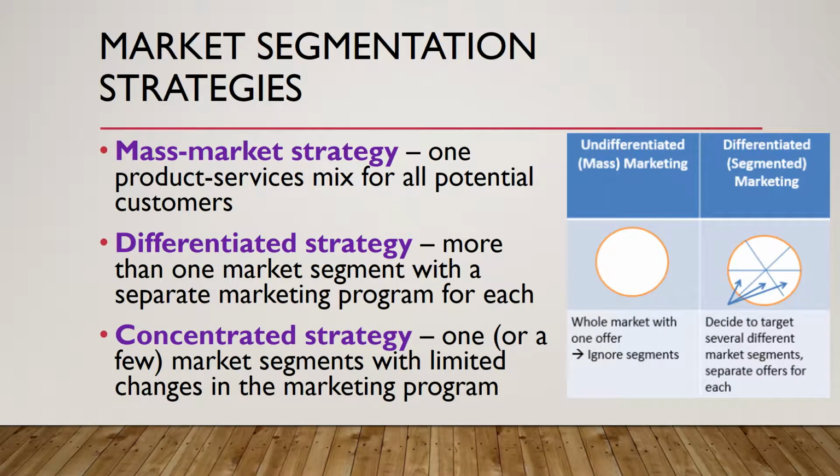So how do marketers go about segmenting different groups? There are various strategies that can be used, but they can basically be lumped into three different categories. The first one is the mass market strategy, where one product service mix element is provided for all potential customers. Basically, we treat everybody the same and assume they all will approach our product or service similarly. For very few products is it effective to use this as a marketing strategy.